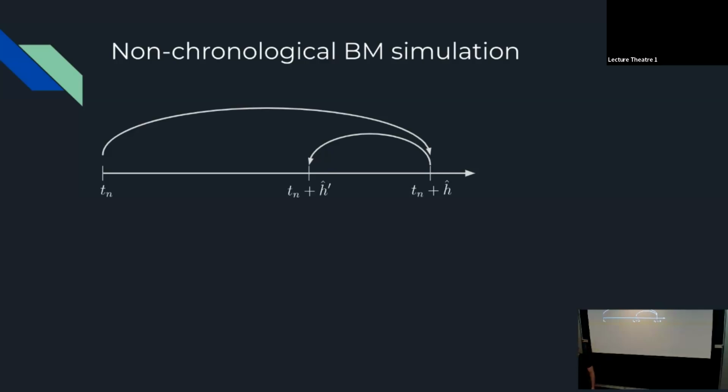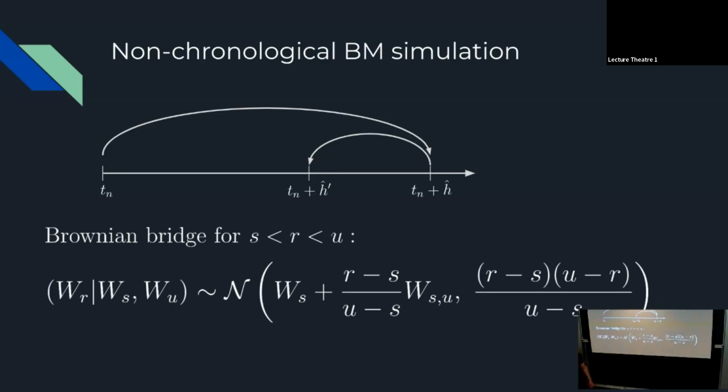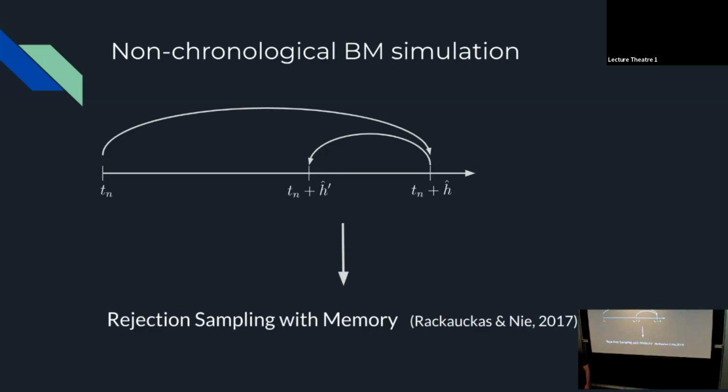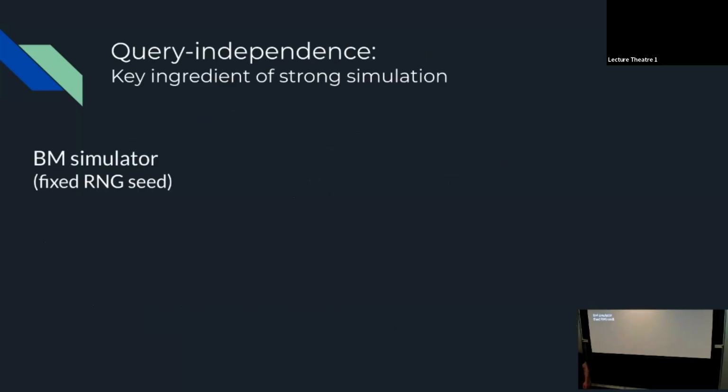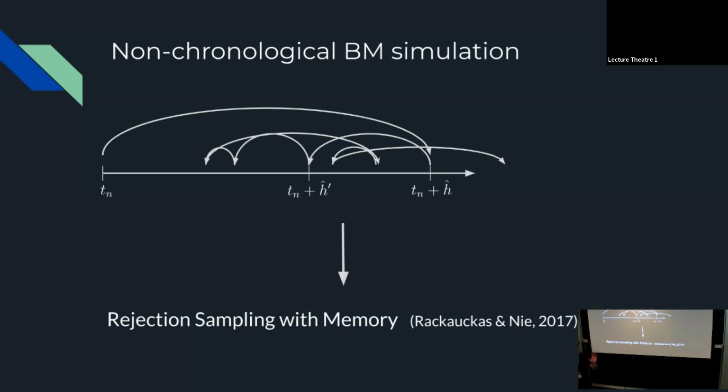So what we have to do is we need to condition. Say this time is S and this time is U, then you need to condition the Brownian motion that you generate here based on what you already generated. And you do this using a Brownian bridge. But now imagine a situation where you need to repeat this several times and do many jumps. Then it gets very tricky.